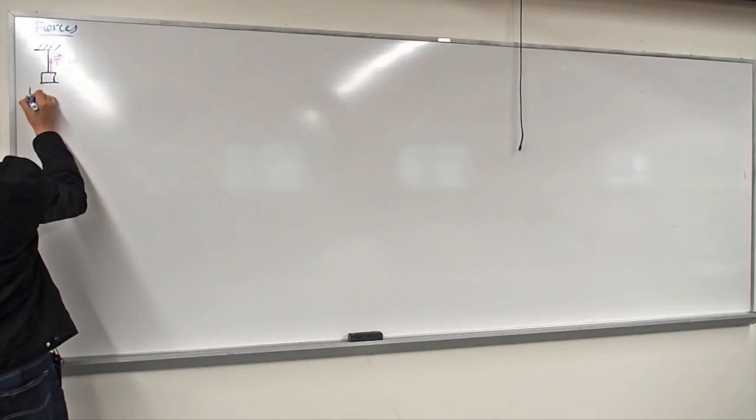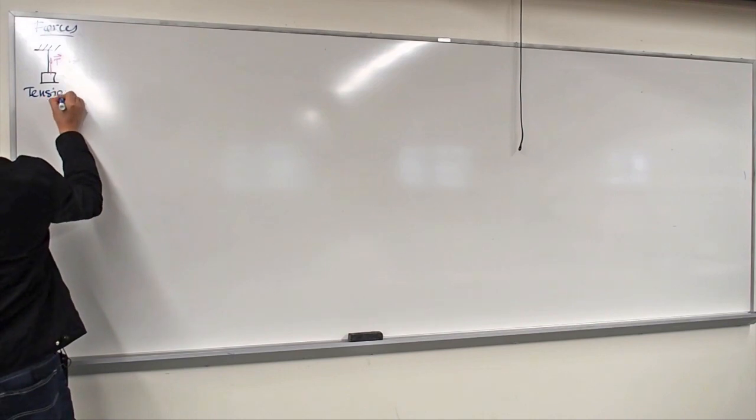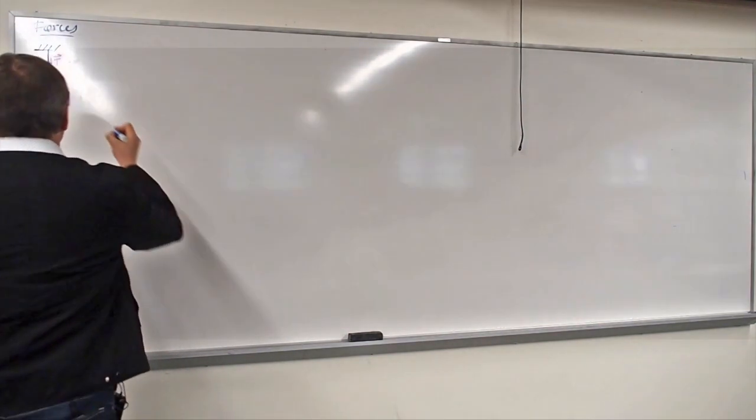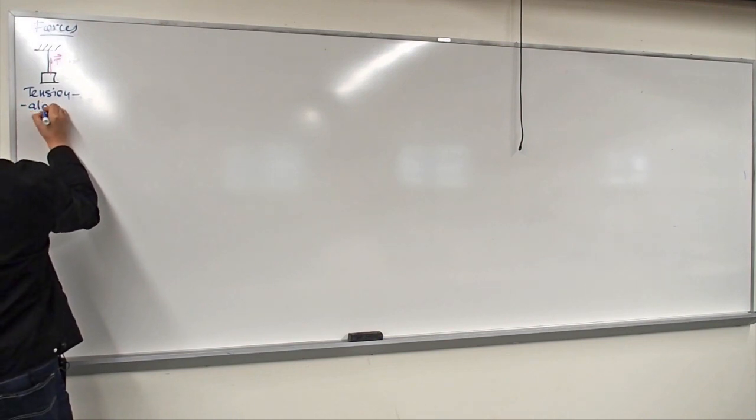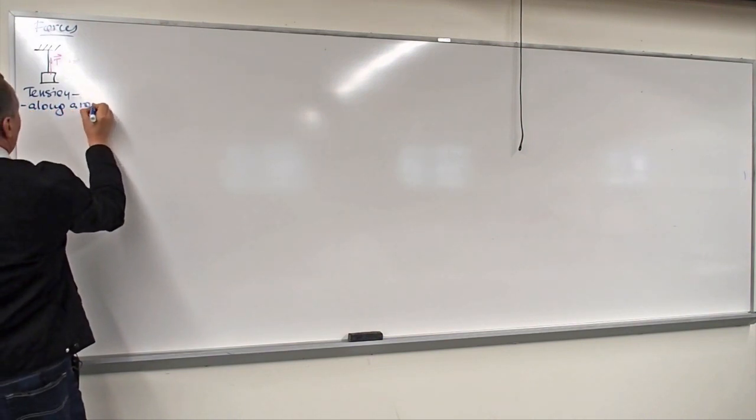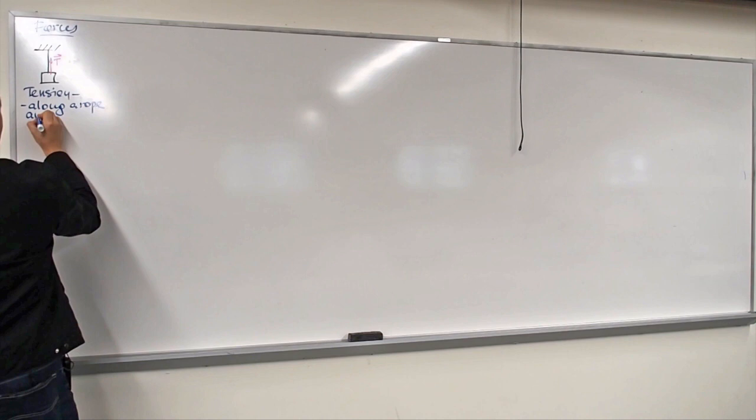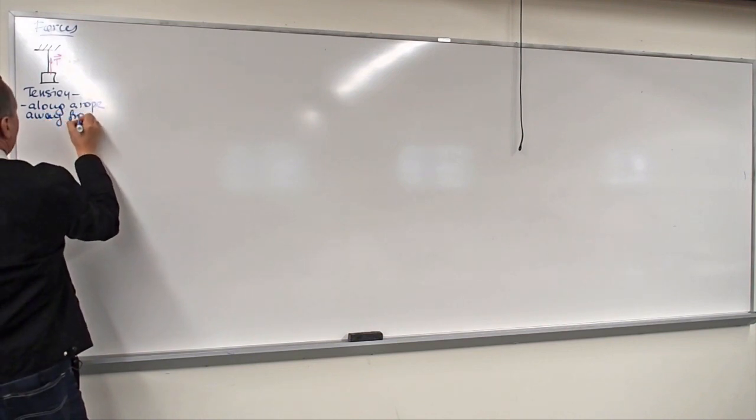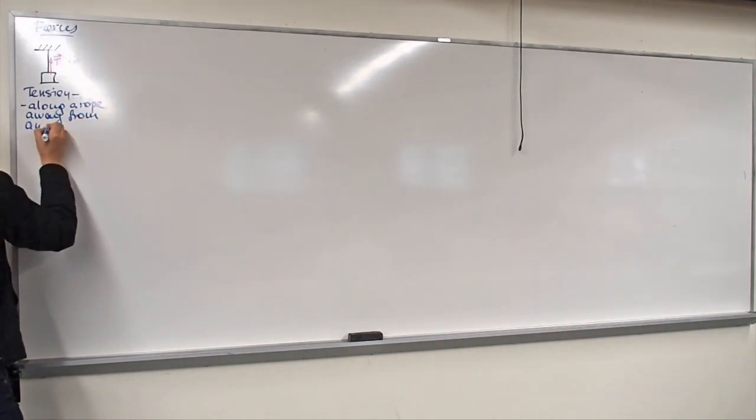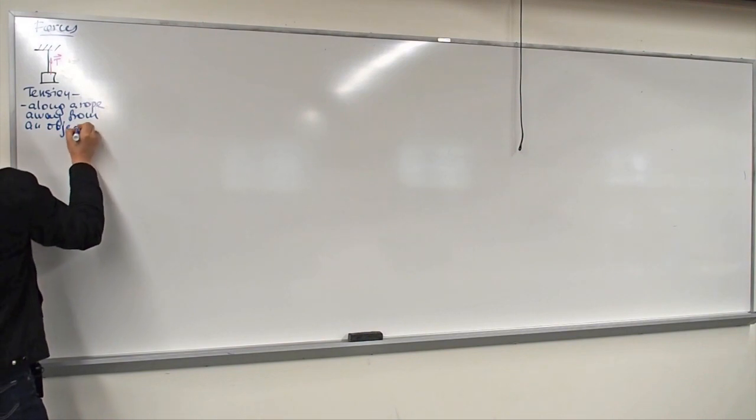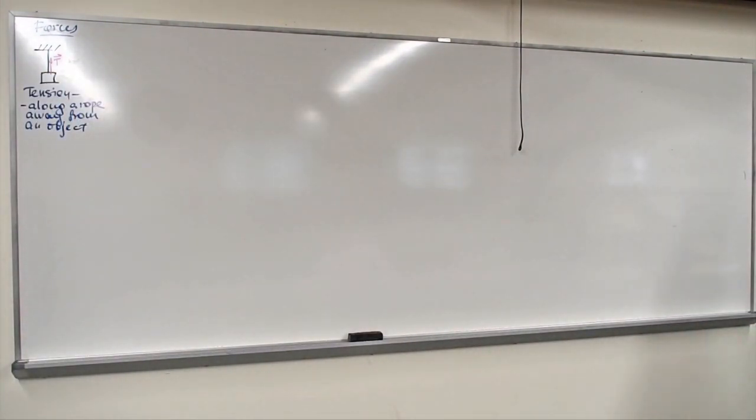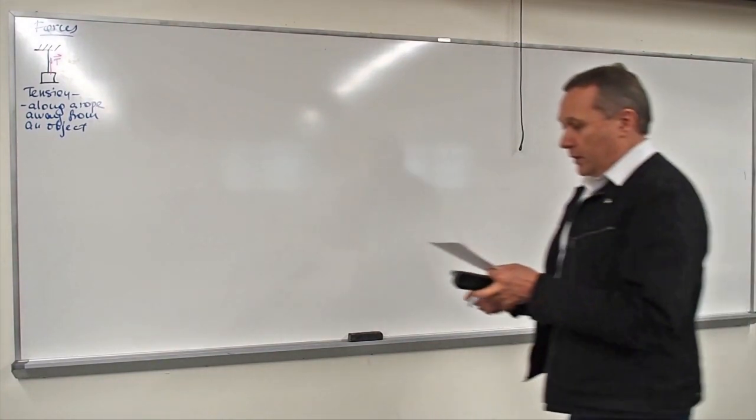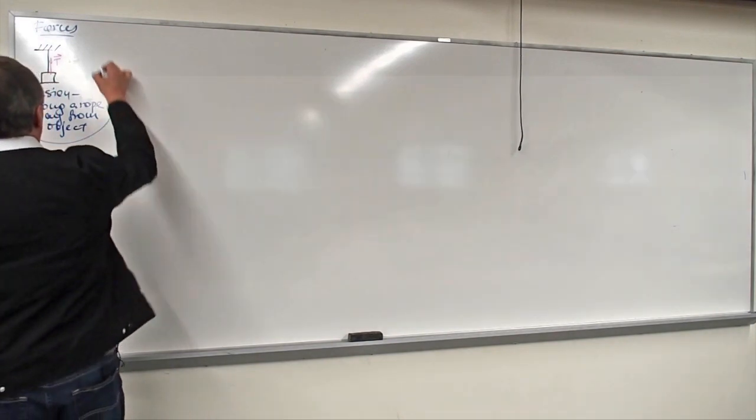Okay, so tension is the first force which I wanted to mention. It's a pulling force, so it acts along a rope, away from the object. The action of the force is along the cord or the rope and away from the object.